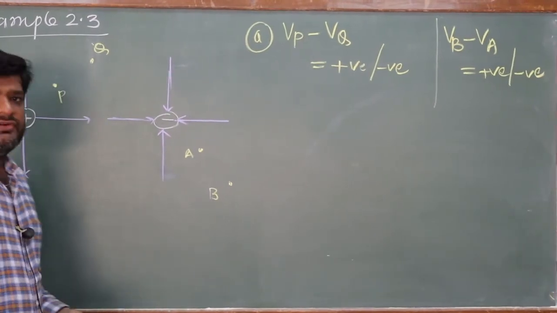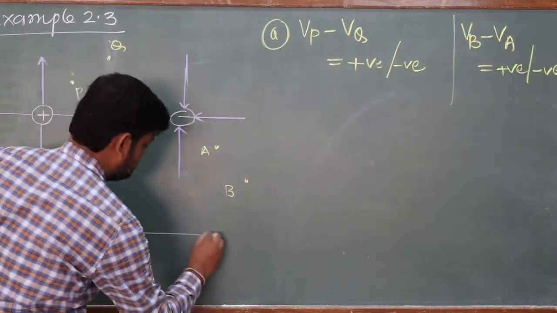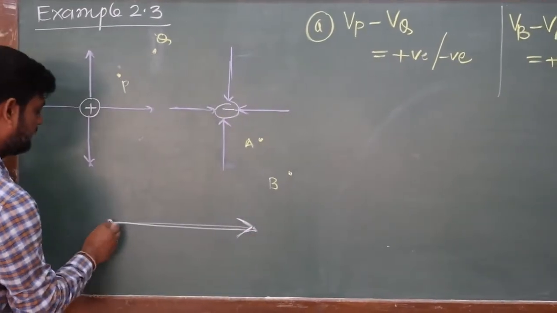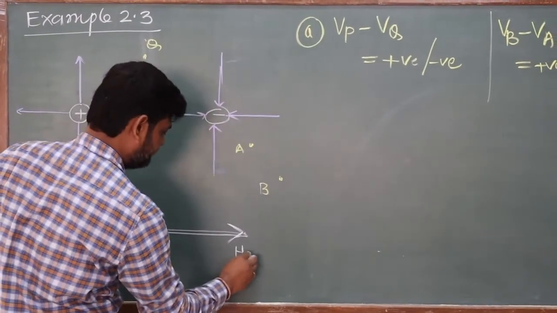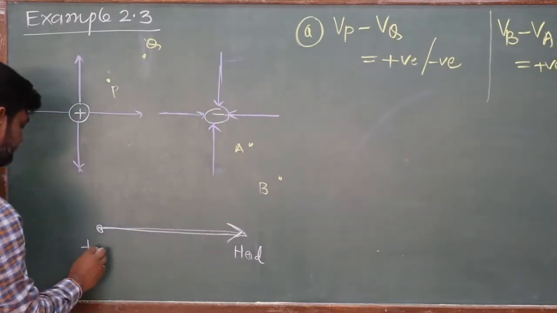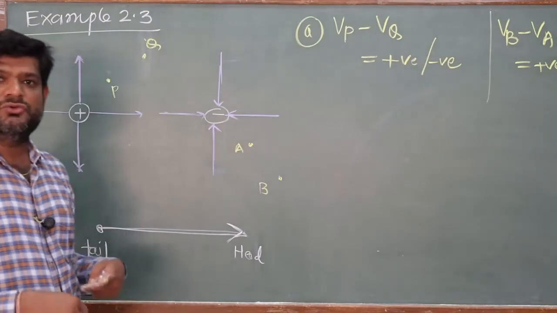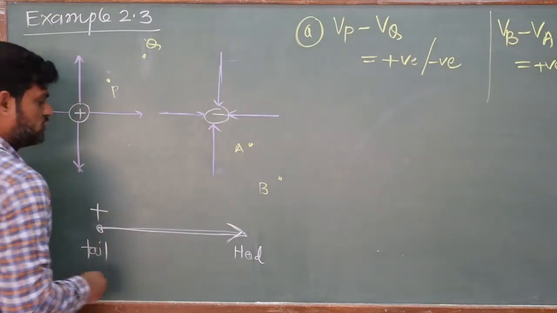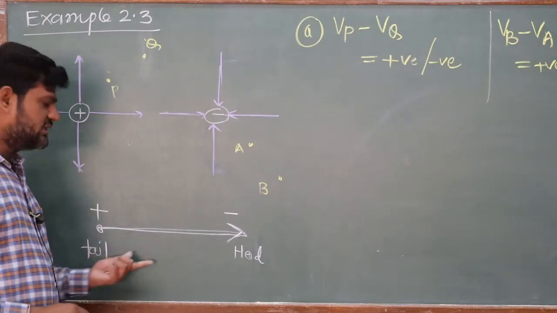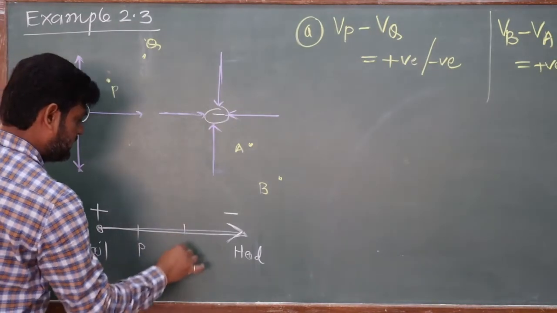See student, first of all what I want to say, this is the electric field lines, as we know. This is the tail, this is the head, right? As we know that electric field lines are always from positive to negative. So this is the positive point, this is negative point. And suppose on this line we consider 2 points. Suppose here it is a P point, here it is a Q point.